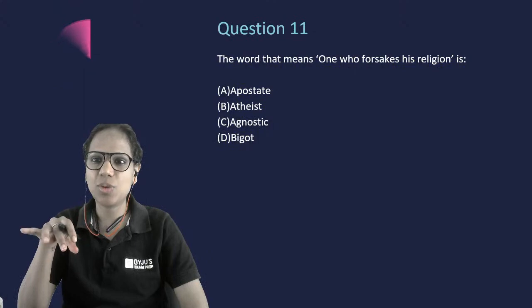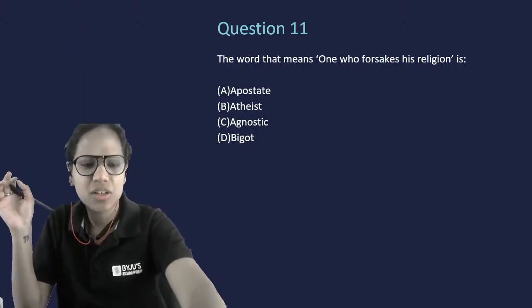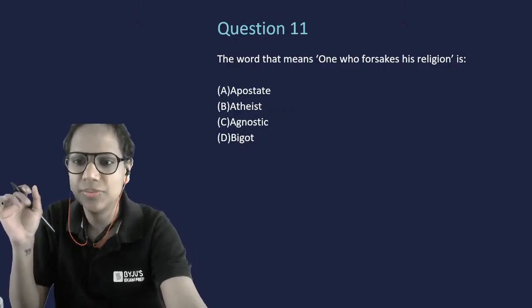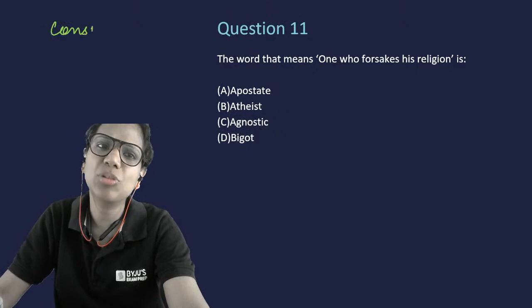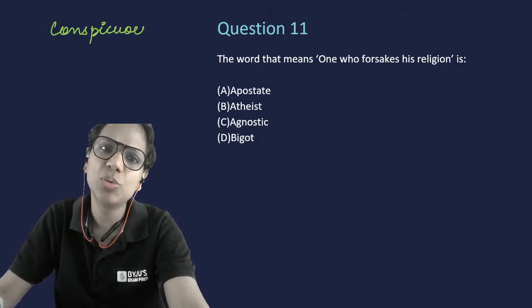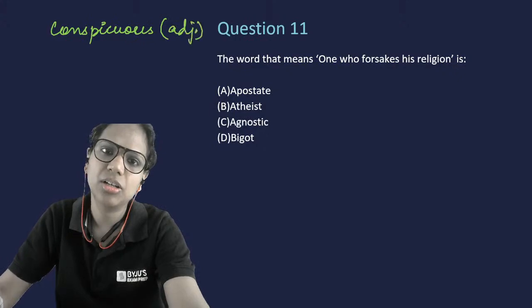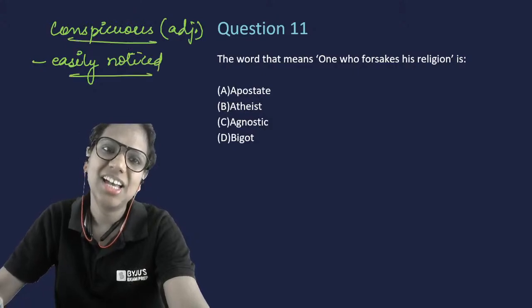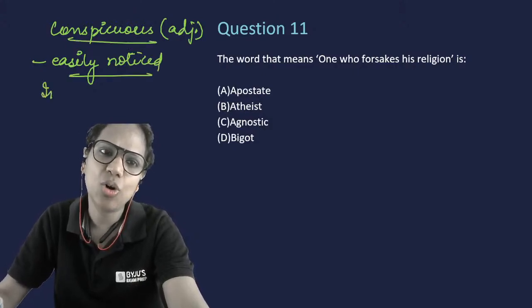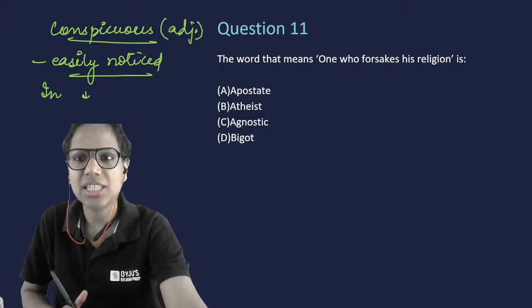The word that means one who forsakes his religion, one who abandons his religion, gives up his or her religion. Conspicuous is similar sounding definitely, but conspicuous is something that's easily noticeable, easily noticed is conspicuous. Okay, inconspicuous is the opposite. Just add an in to it, that's the opposite. So Nali says A for this.